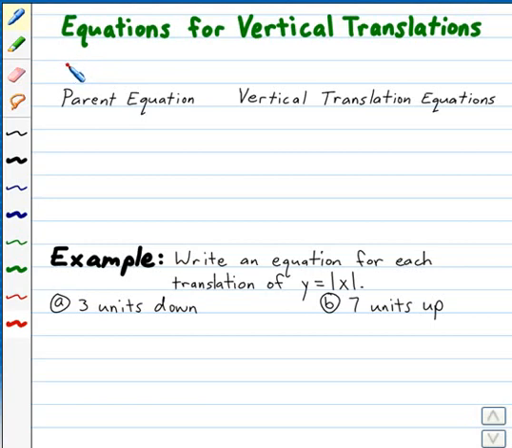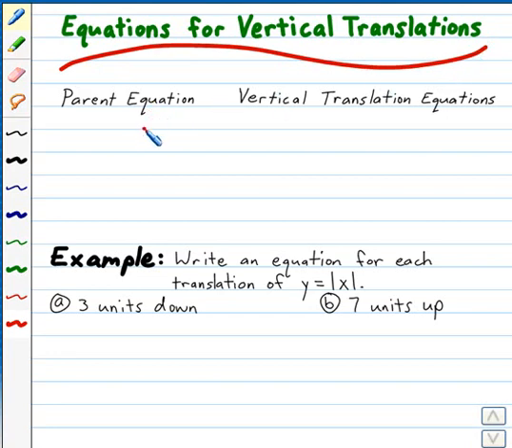Welcome everybody, my name is Mr. Scott and I will be helping you with the equations for vertical translations. Let's begin by discussing the relationship between the parent equation and vertical translation equations. The parent equation is y equals the absolute value of x.